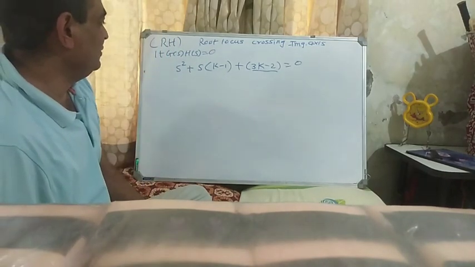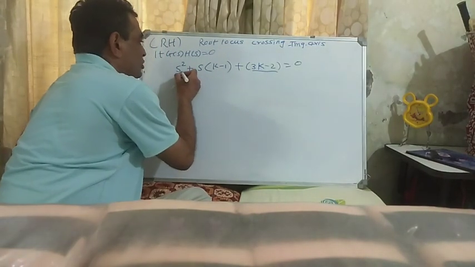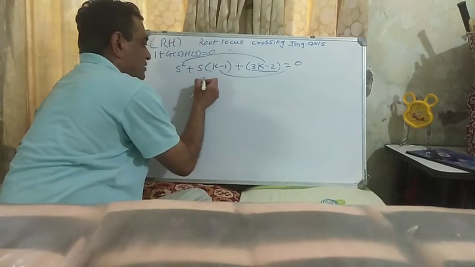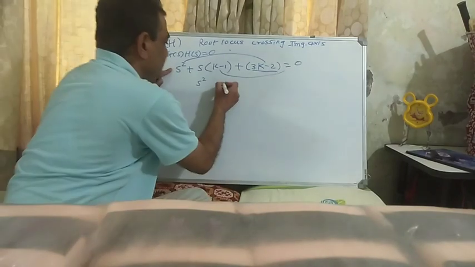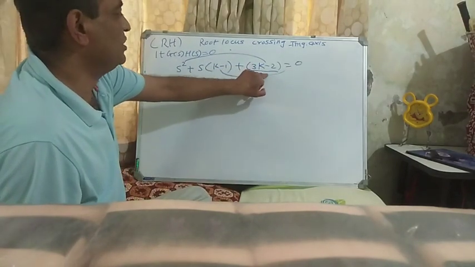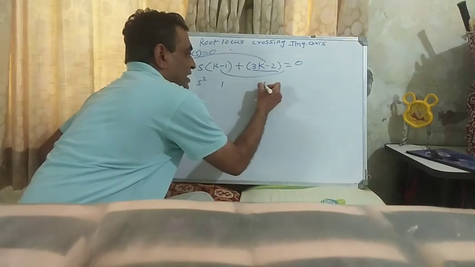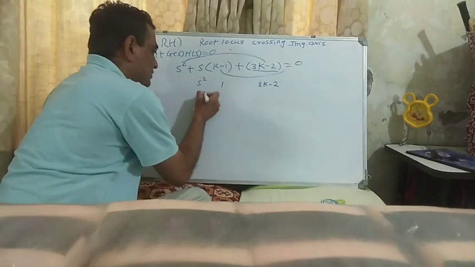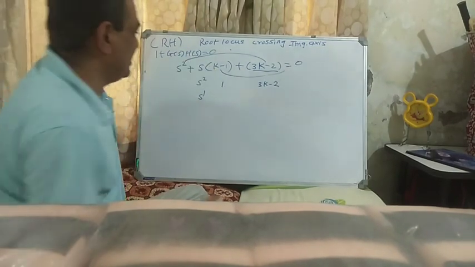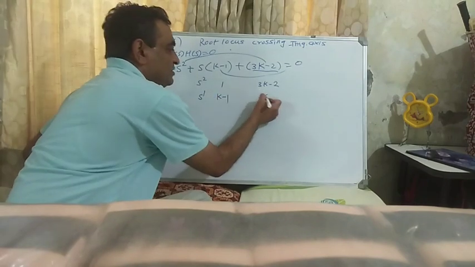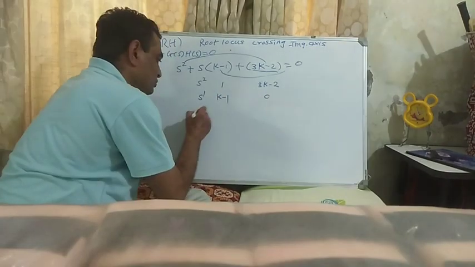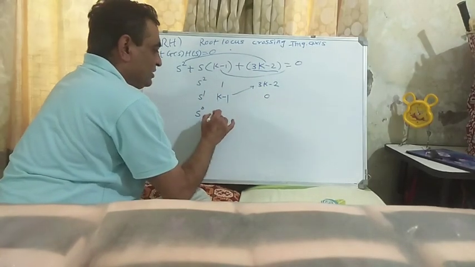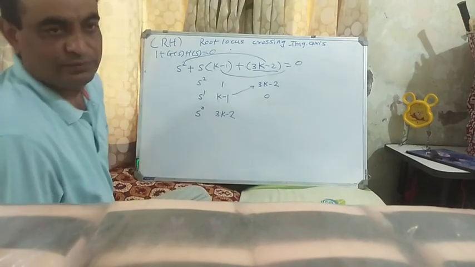So I need to prepare a Routh table. I'll put the coefficients of s square and this, and then this and this. So for s square, the coefficient of s square is 1, the coefficient of s raised to 0 is 3k minus 2. Then comes s raised to 1. The s raised to 1 coefficient is k minus 1, and there is 0 here. Then s raised to 0: this into this minus 0 divided by this. So it is nothing but 3k minus 2.